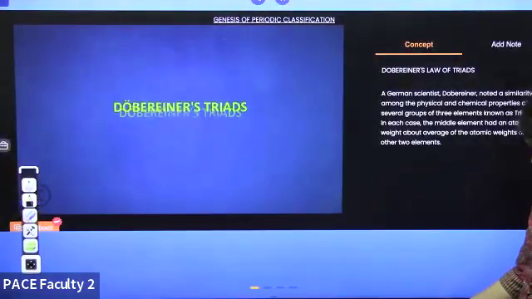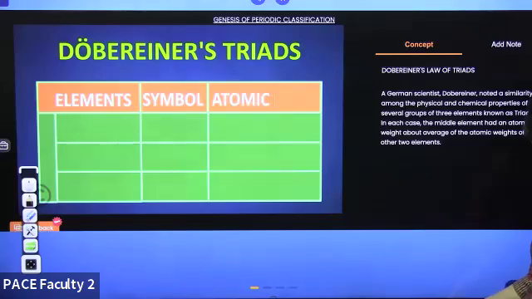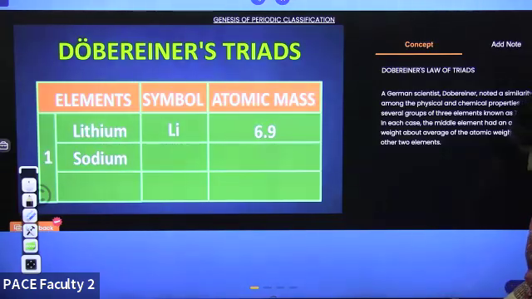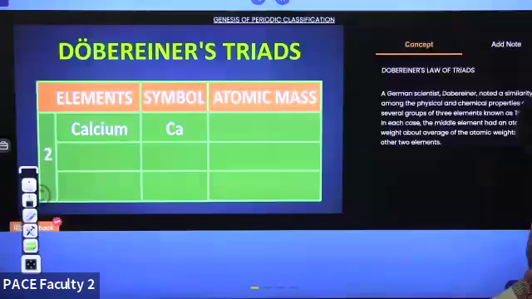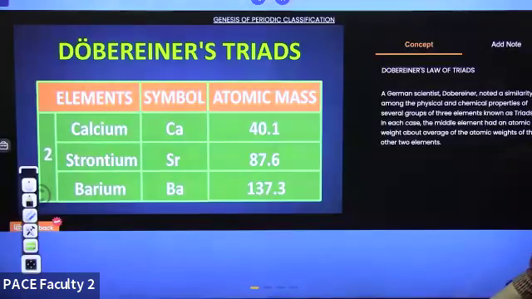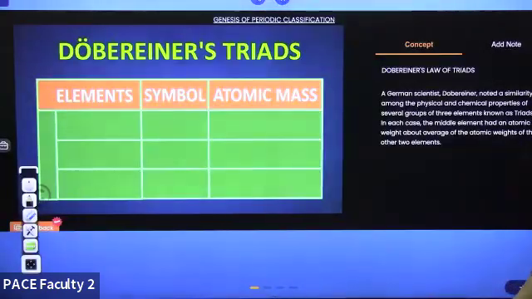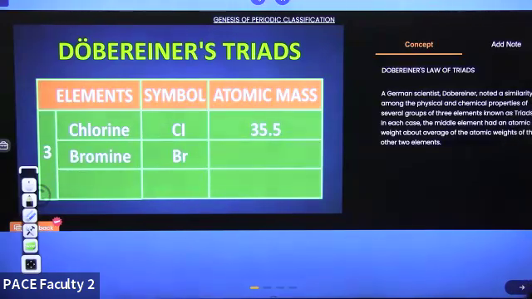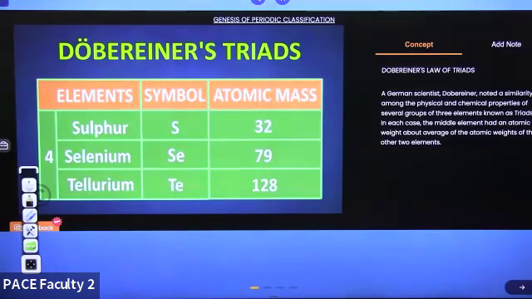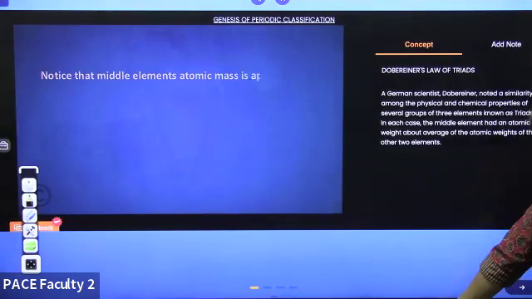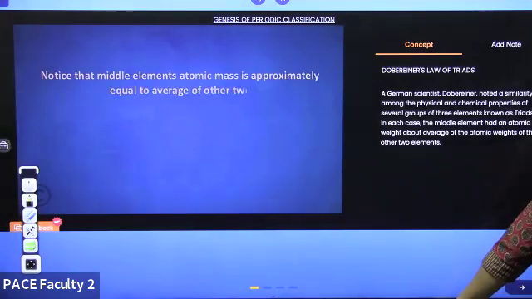One of the most outstanding contributions of the chemists of the 19th century was to classify chemical families. A German scientist, Doberliner, noted a similarity among the physical and chemical properties of several groups of three elements known as triads. In each case, the middle element had the atomic weight about average of the atomic weights of the other two elements.